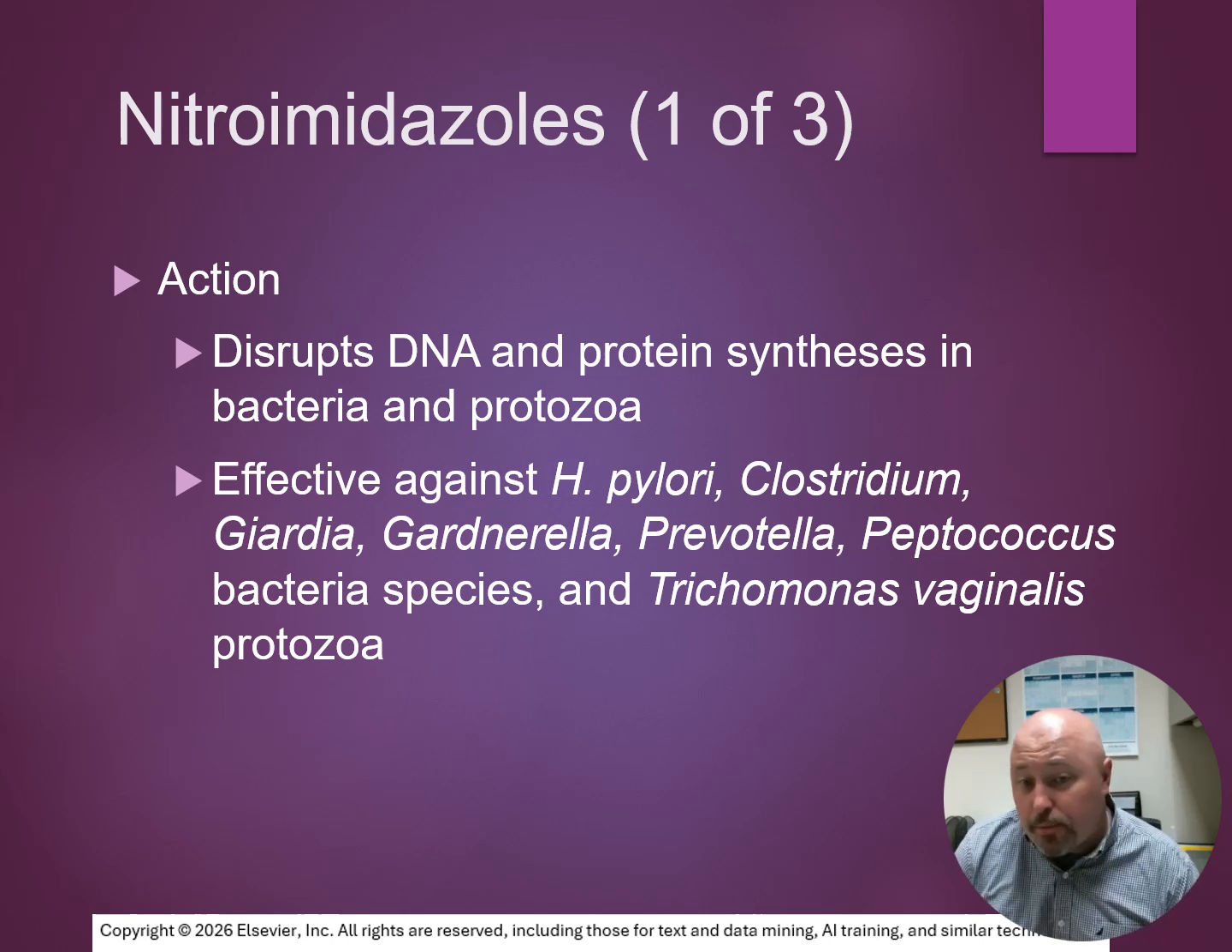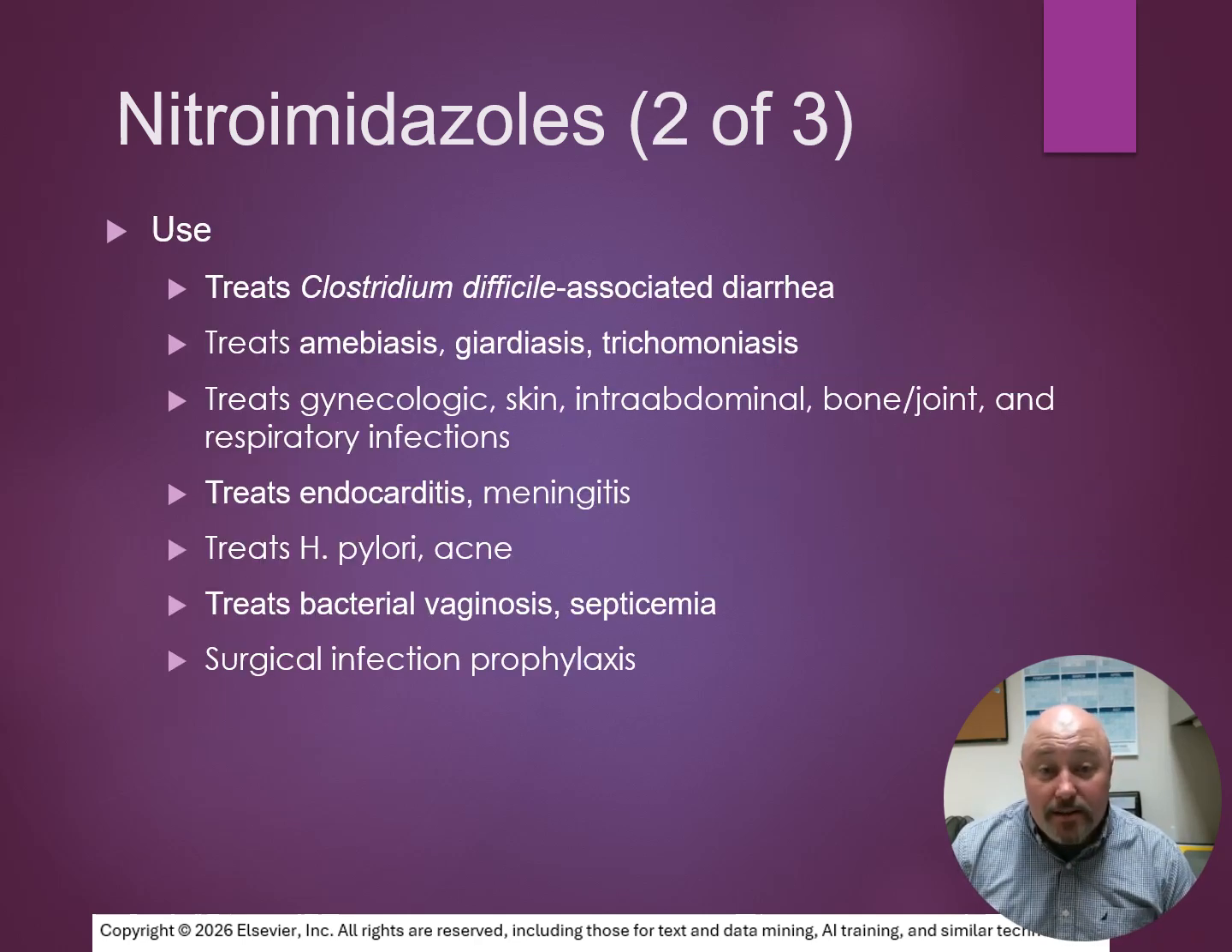Nitroimidazoles disrupt DNA and protein synthesis in bacteria and protozoa, effective against things like H. pylori, Clostridium, Giardia, Peptococcus species, as well as Trichomonas. Nitroimidazoles are usually reserved for those complex organisms, Clostridium difficile, Giardia, Trichomonas, treating gynecologic, skin, intra-abdominal, bone and joint, and respiratory infections. It could also be used for things like endocarditis, meningitis, H. pylori, as well as surgical infection prophylaxis.